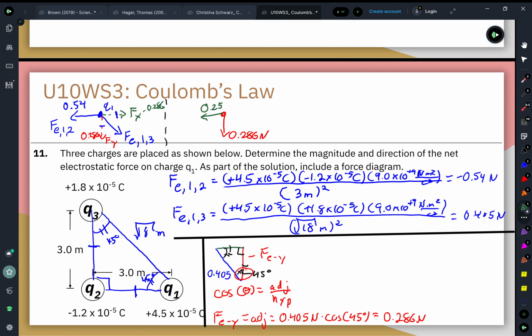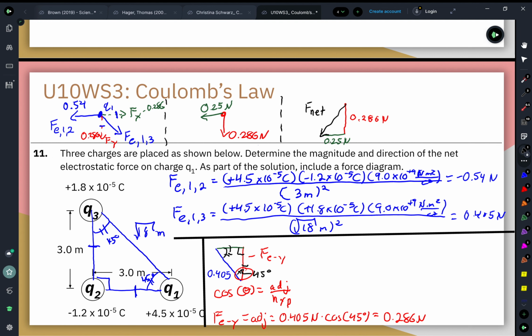So for our forces here, we have a leftward force and a downward force. In order to combine them, like our vectors, we are going to be showing that we have that downward force as one side of a triangle, 0.286 newtons. And then we would have our leftward force, 0.25 newtons. And then the combined effect of those is just a tail to head force diagram that we have here, and that is going to be our net electrostatic force.